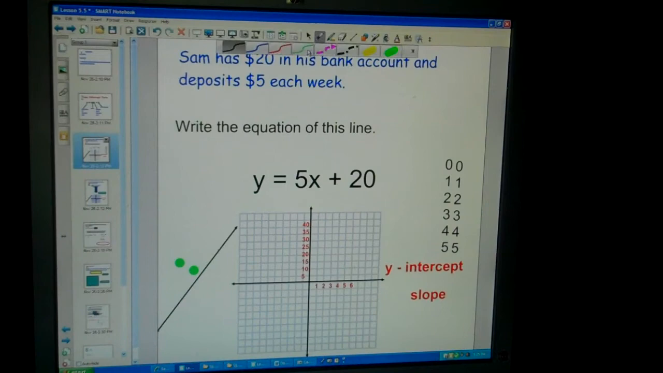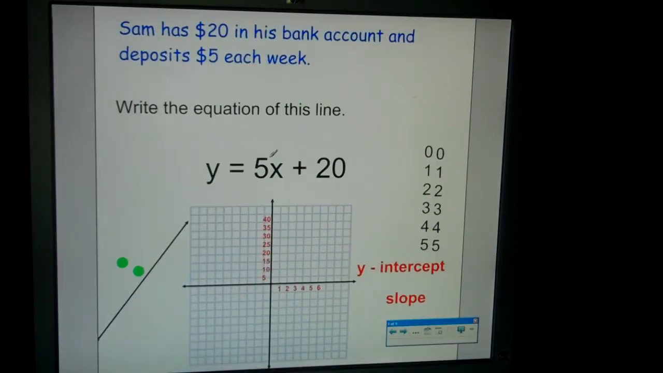Okay? Which one of these numbers is our m? Which one is the slope? This is the slope. Our slope is 5. Okay? What is our y-intercept? Where's this line going to hit the y-axis? It's going to hit it at 20 because that's our b. Y equals mx plus b.